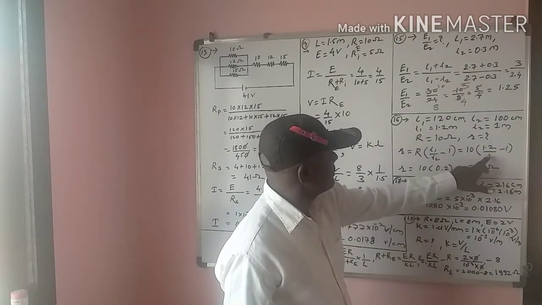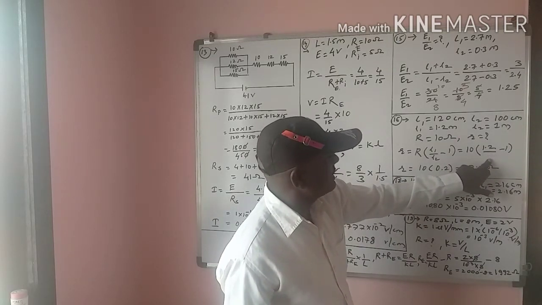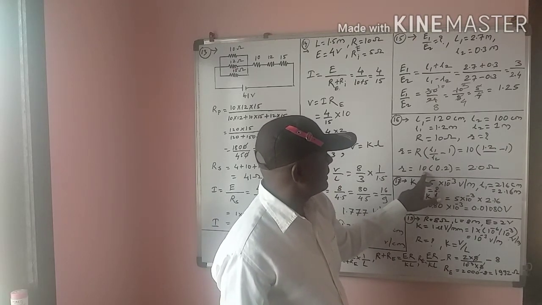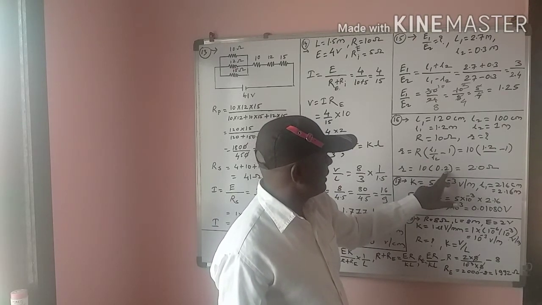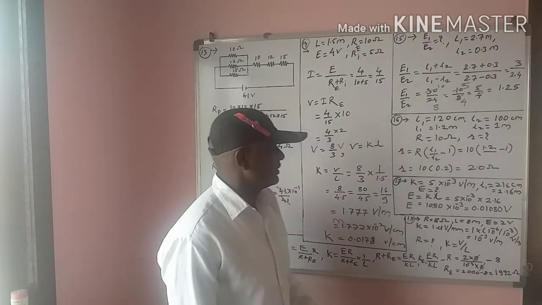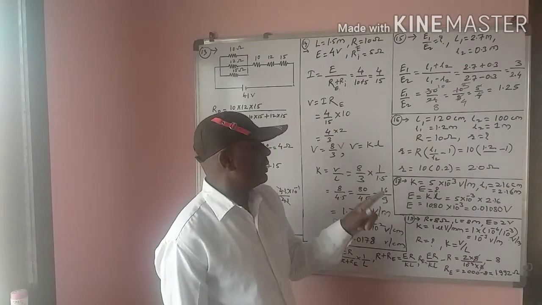We subtract them, the division is 1, that means 1.2 minus 1, that is 0.2, multiply by 10, and 10 multiply by 2 is 20, and the decimal is shifted, that is 2.0. So the internal resistance is r is equal to 2 ohm.